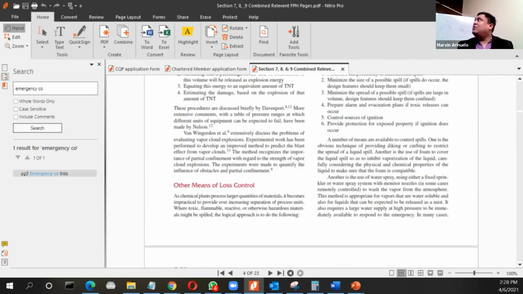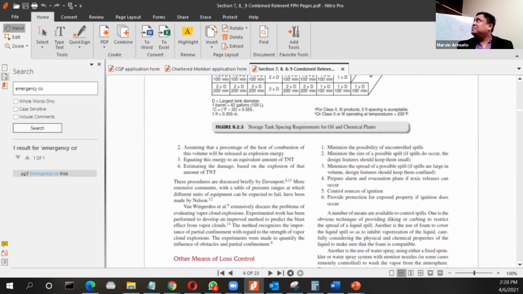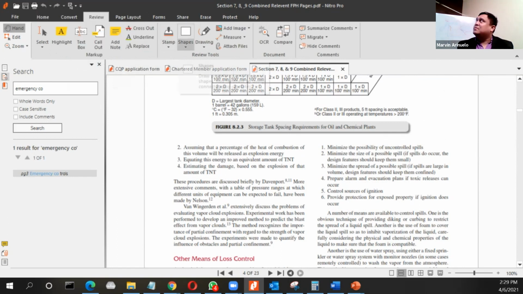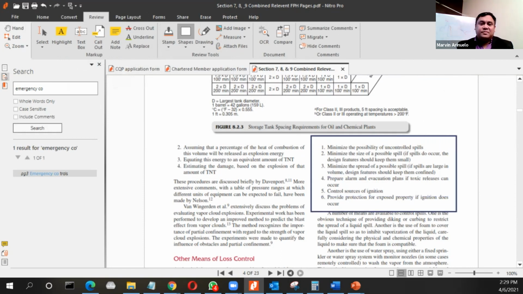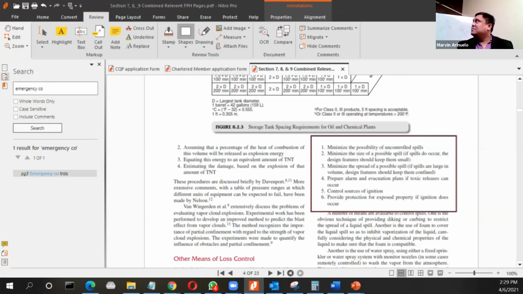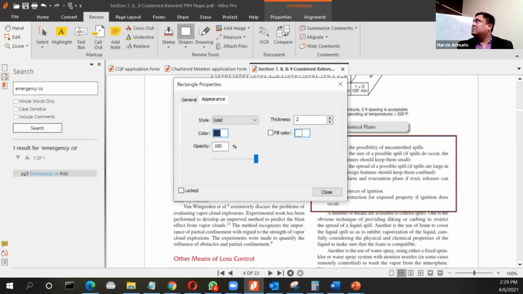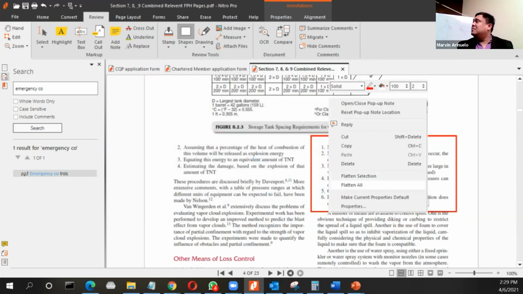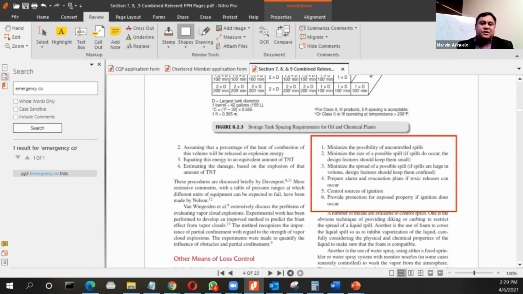This is the other means of control. So this is this one. How we can make an annotation here. View. Here. Okay. I have to make it a different color. Okay. So we can answer the slides.